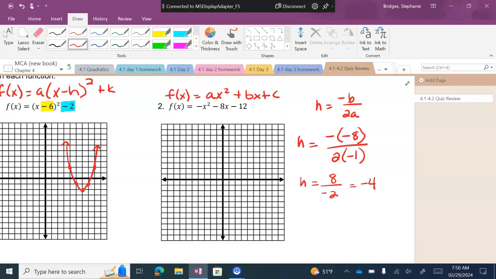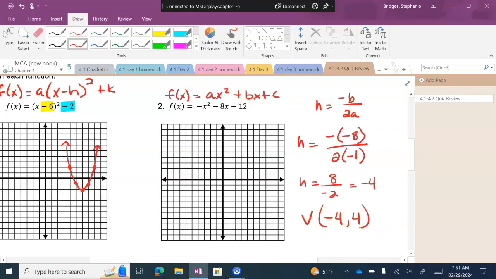Okay, so let's start with our squaring. This negative 1 stays. What is negative 4 squared? 16. Okay. Then I can multiply. Negative 1 times 16 is negative 16. What's negative 8 times negative 4? Positive 32. So then I'm going to work this out. Negative 16 plus 32 is 16, and 16 minus 12 is 4. So my vertex for this one is negative 4, positive 4.